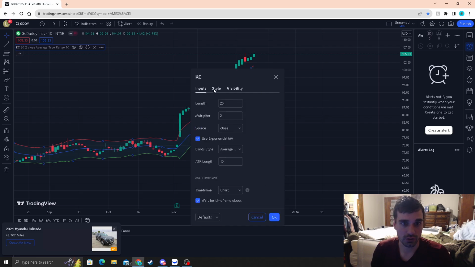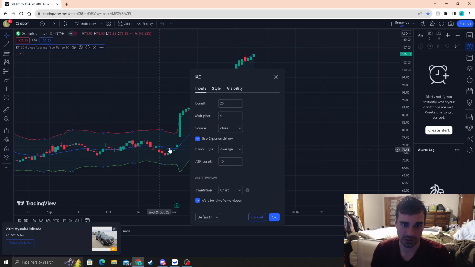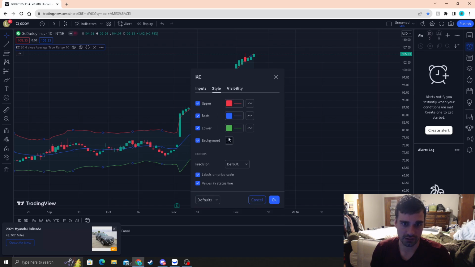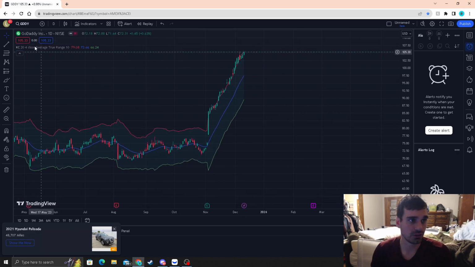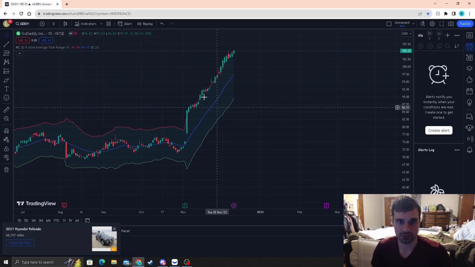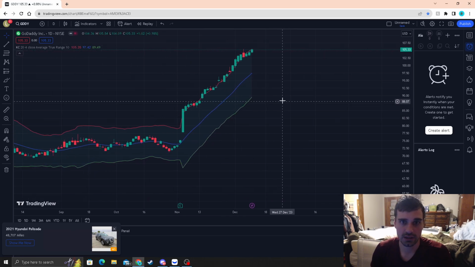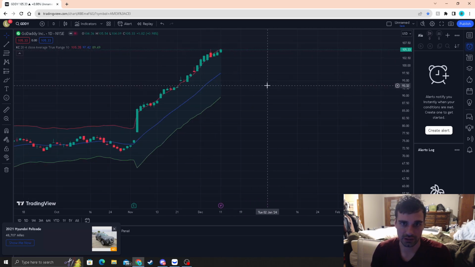And then go to inputs, and we're only going to change the multiplier. Just keep that to 4. Remember this length, that's your EMA 20, that's going to be your middle band. This is doing it based on your exponential, which is what we love. All right, and that's about it. You just leave it all like this. So you change your input on multiplier to 4, and then the style for the colors: red, blue, green. It should look like this. We're doing GDDY for a reference, so you should know exactly what it looks like. Right here is what it should look like on your GDDY chart.